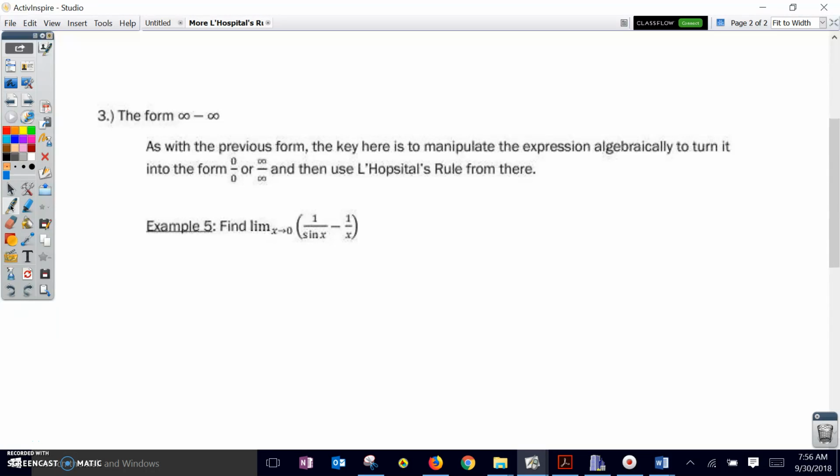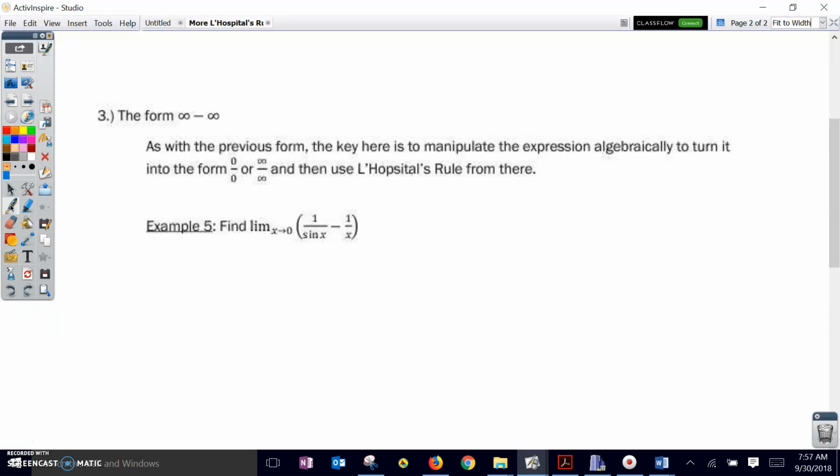Alright, welcome back everybody. In this video we're going to look at the form infinity minus infinity and how we handle it using L'Hopital's rule. The whole game plan is that we're going to manipulate this expression algebraically to turn it into something of either the form 0 over 0 or infinity over infinity.